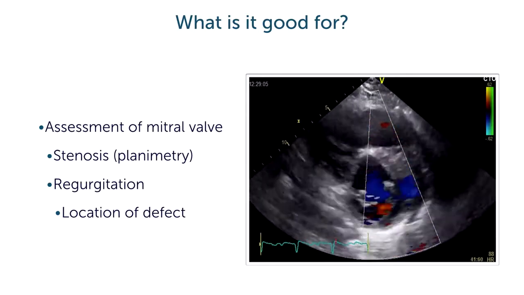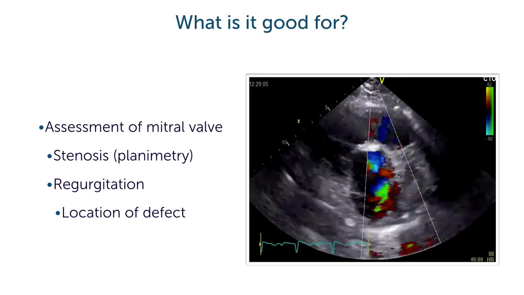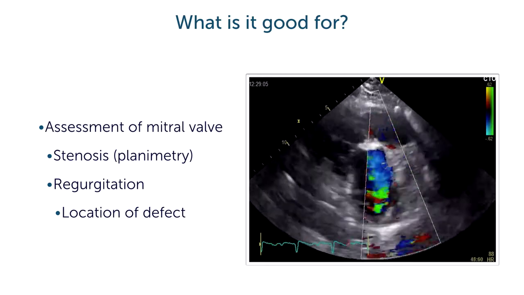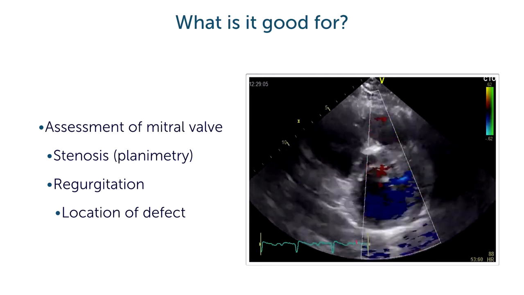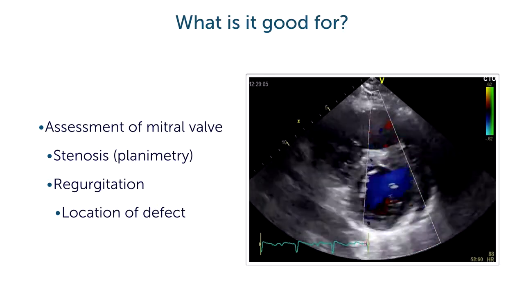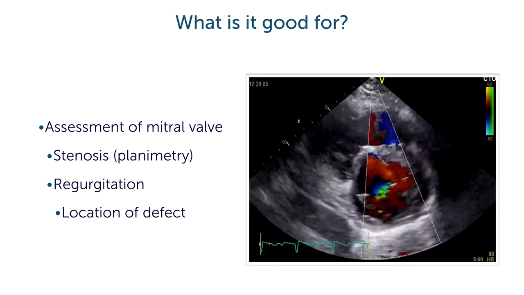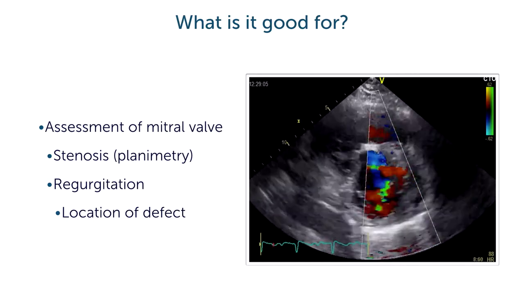What is it good for? Basically to look at the mitral valve, to look at tumors, to look at the degree of calcification, maybe also mitral annular calcification, but it's very important if you want to quantify the severity of mitral stenosis, because here you can perform planimetry of the mitral valve. In addition, you can look at the origin of mitral regurgitation.